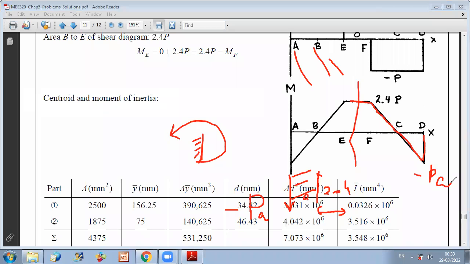Okay. Now, what can I deduce from my bending moment diagram? From my bending moment diagram, I have a maximum positive moment of 2.4 P and a maximum negative moment of P times A, and I want to design the system to not exceed the allowable stress.